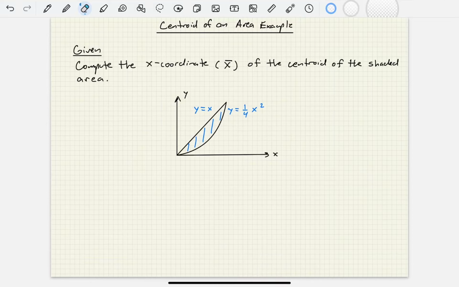Hey everybody, Dr. A here, and in this video we're going to be exploring an example of how to compute the centroid of an area. So let's go ahead and dive into it.